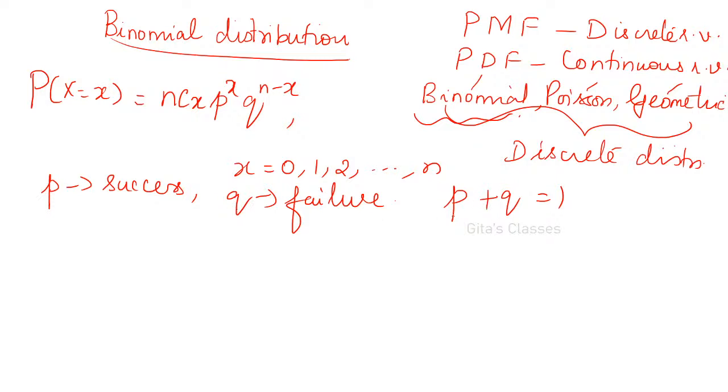Only those kinds of experiments can be considered for binomial. So p plus q should be equal to 1. This is an important point. And this is our PMF; remember it: P of x equal to nCx p^x q^(n-x). Depending on the question, you can take whatever you want as success and failure, and accordingly the values will change.